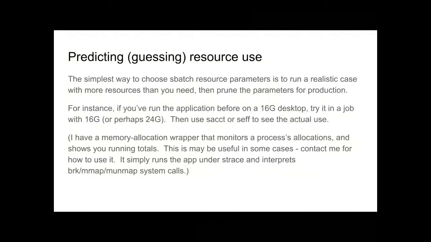So when you're trying to submit a job, you have to come up with these numbers, and it's not so easy to guess what they should be. One simple rule of thumb is, if you ran it before on something like a 16 gigabyte desktop, try it with 16 gigs as a job, or perhaps a little more. The key point here is to run it once with a generous set of resources, and then use something like seff or SACT to figure out how much it actually used, and then prune your successive resource requests.